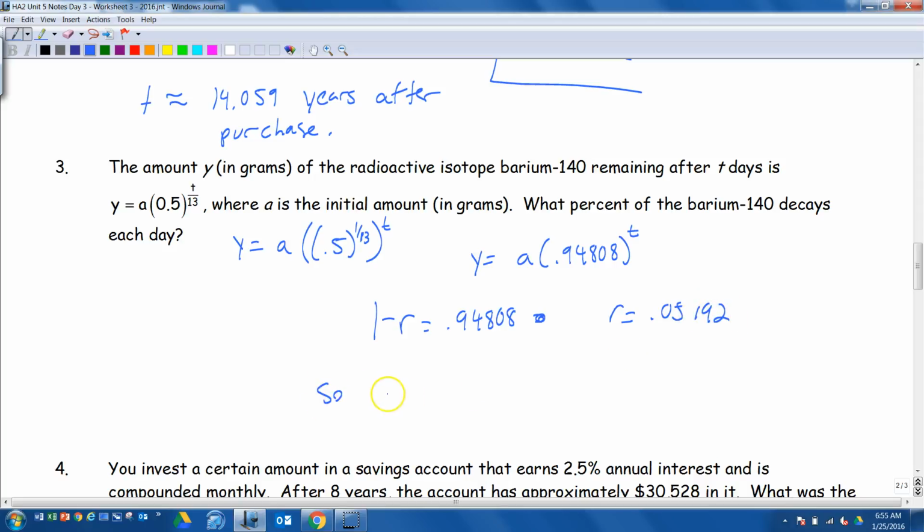So it decreases by 5.192% each day. Okay, so that's a review one also.